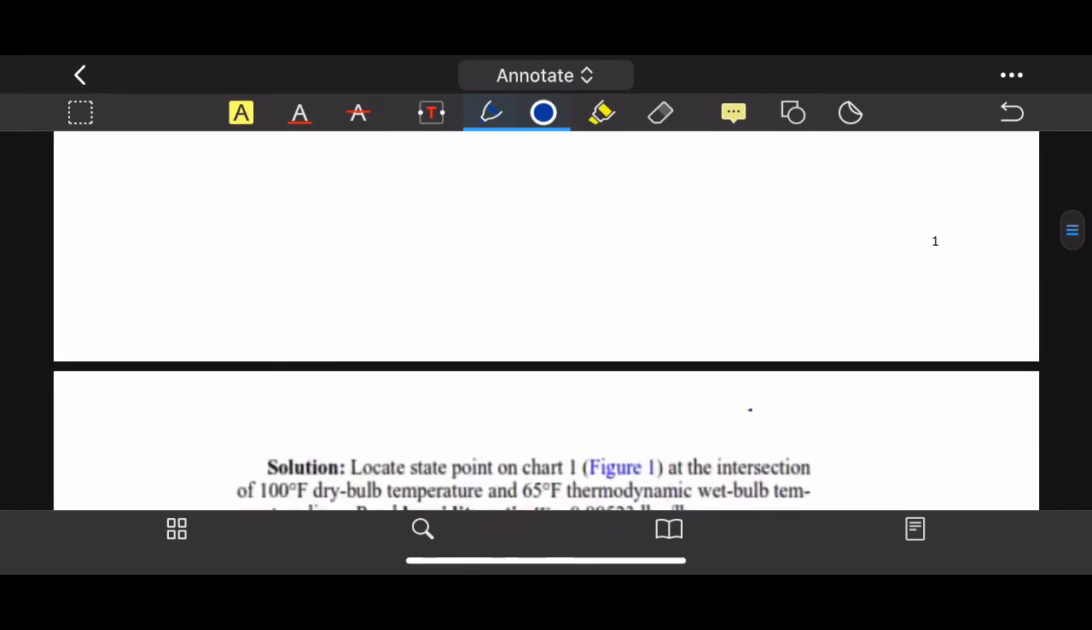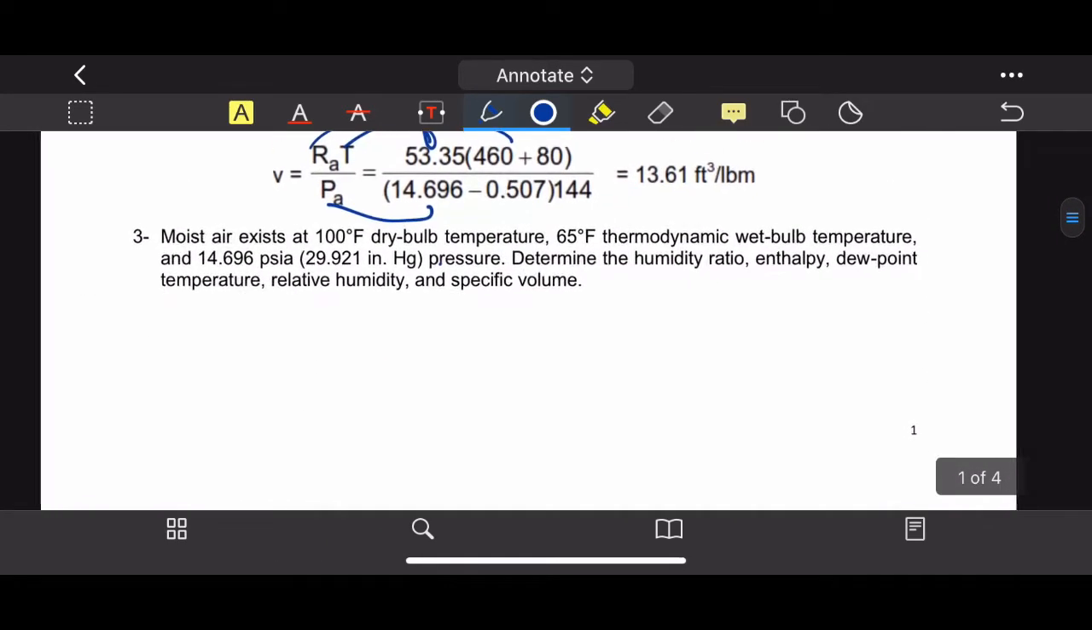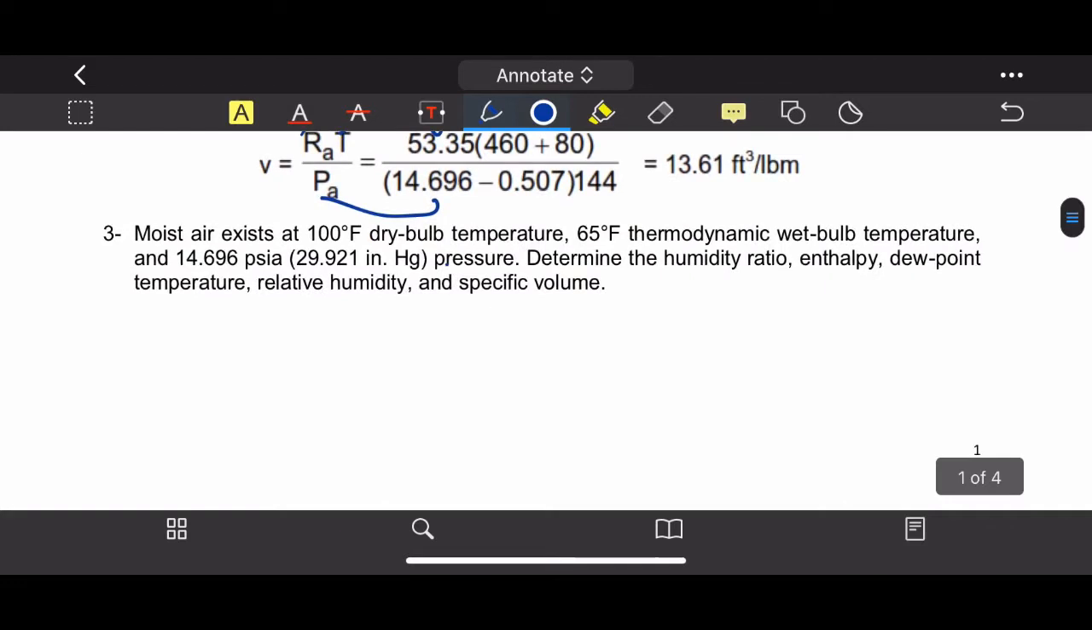Now this one, question 3, is for us to find from the psychrometric chart.